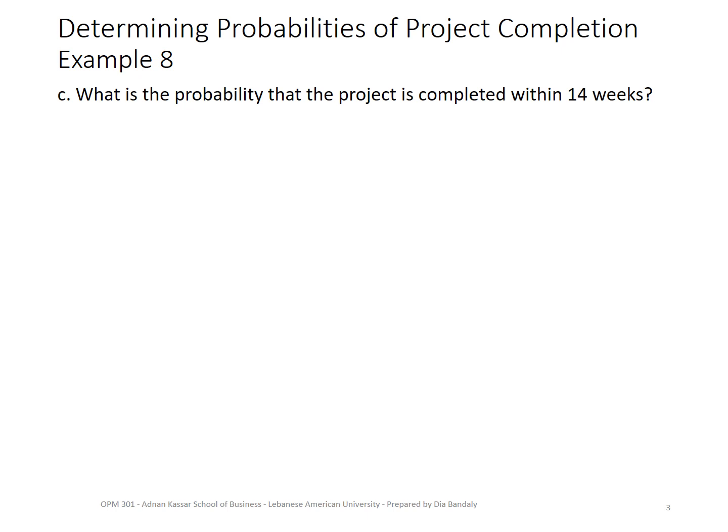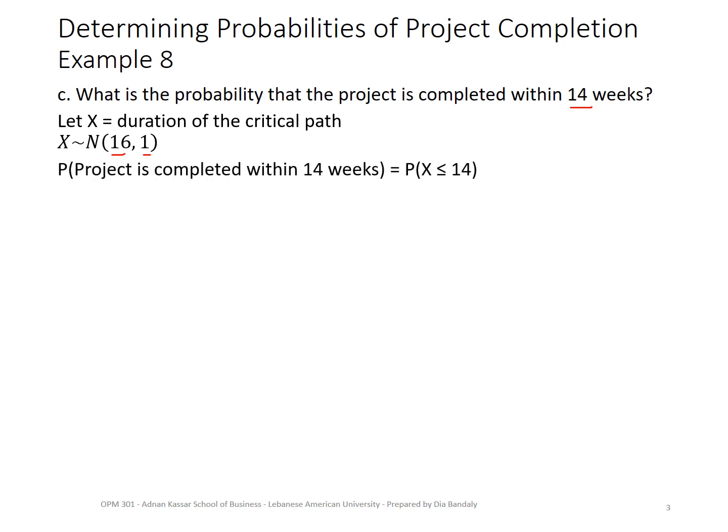So here is the question, similar to the first one, but we are interested to know what's the probability that we can complete the project within 14 weeks this time. We are going to use exactly the same approach, same concepts. So again, I will name x the duration of the critical path, which is normally distributed with a mean of 16 and standard deviation of 1. I can convert my question into a probability statement with x. Now I go back to my curve.